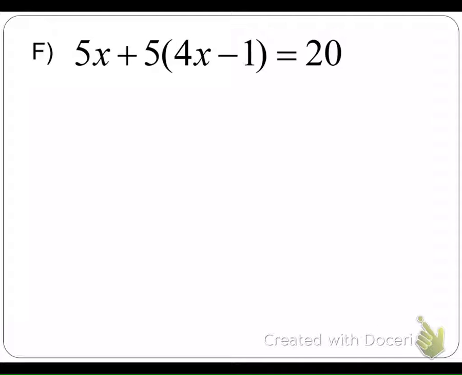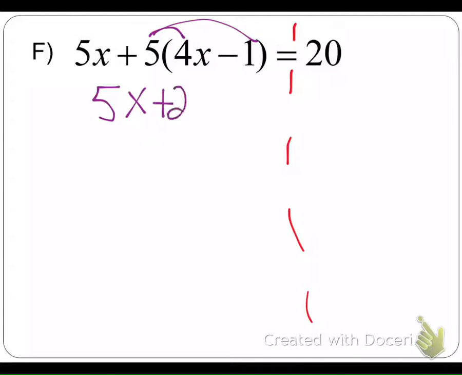All right, here's F. All right, what should I do? Distribute what? 5. The 5. So I have the 5x up front. Can't touch that guy yet. 5 times 4x is what? 20x minus 5 times 1 is 5, and that equals 20.